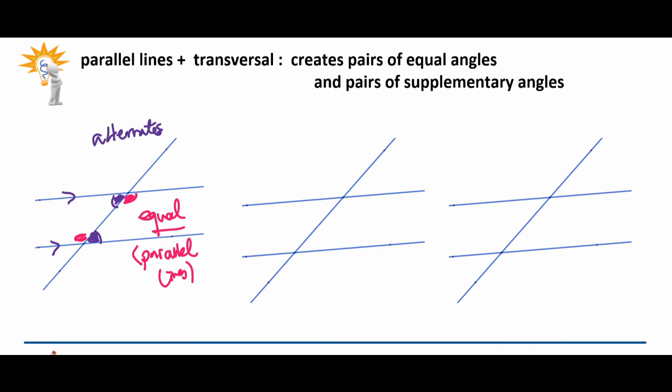Now let's look at the cointerior. So here's a cointerior, and here's another cointerior. But can you see they're not equal? This one's an obtuse angle, a big one. This one's a small one. So they are supplementary. They add to 180. That's the cointerior.